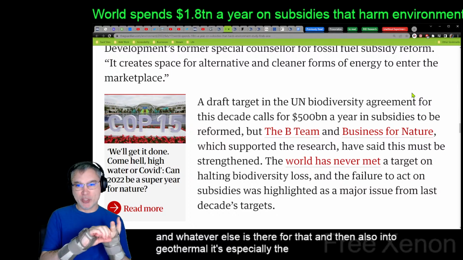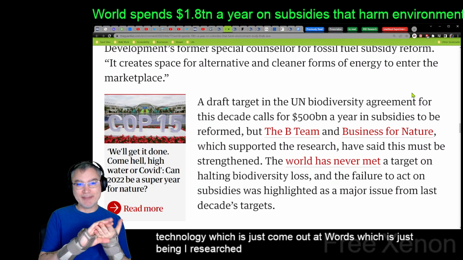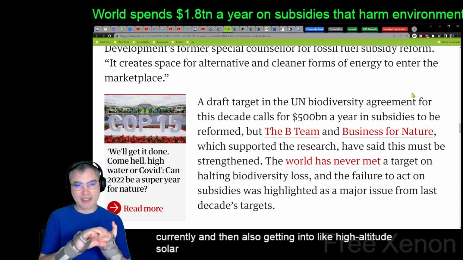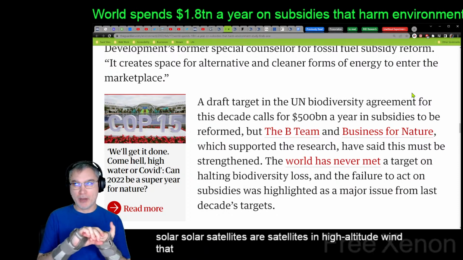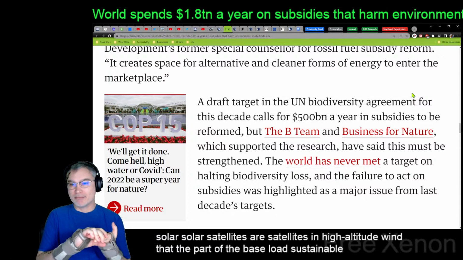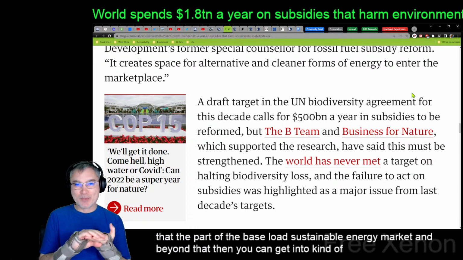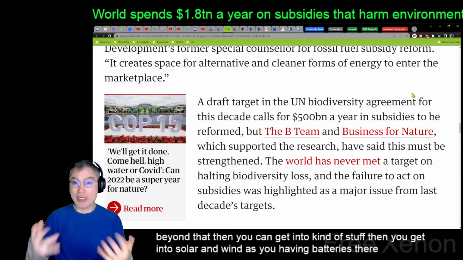And then also into geothermal, especially the ultra deep geothermal technology, which has just come out, or which is just being researched currently, and then also getting into high altitude solar satellites, power satellites, and high altitude wind as part of the base load sustainable energy market. And beyond that, then you can get into the intermittent stuff. Then you can get into solar and wind, having batteries there to support the grid in case it's needed.